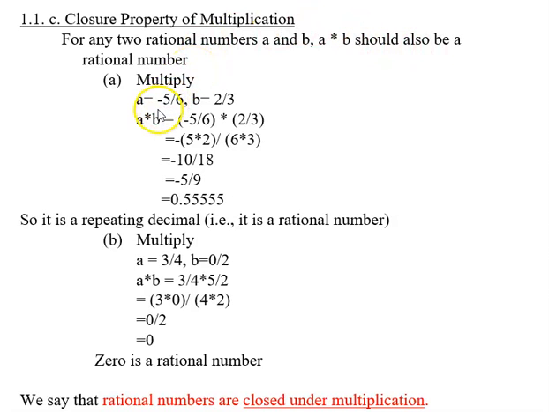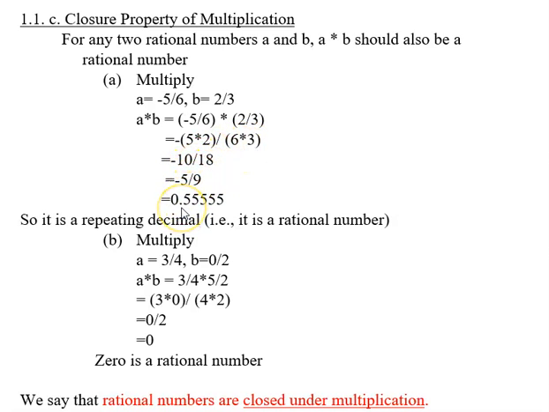So now we'll see this with an example. I am taking the rational number a as negative 5 by 6 and b as 2 by 3. Now I am going to check the closure property of multiplication. So I am multiplying a and b: negative 5 over 6 multiplied by 2 over 3. I am multiplying the numerators and denominators separately. So negative 5 times 2 divided by 6 times 3. It's negative 10 over 18.